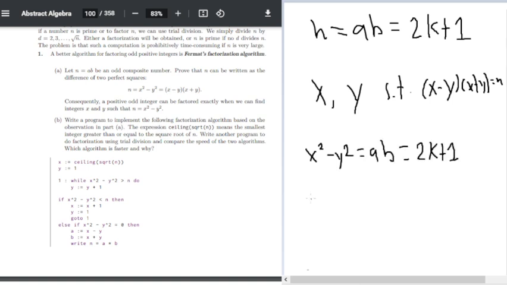So we have that x squared is equal to ab plus y squared, which equals 2k plus 1 plus y squared. Alright, so what does this tell us about what y must be? So 2k plus 1 plus y squared has to be a square number.